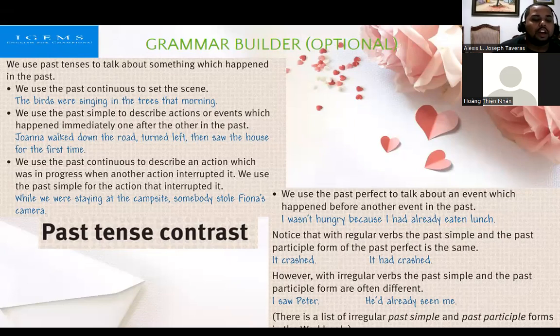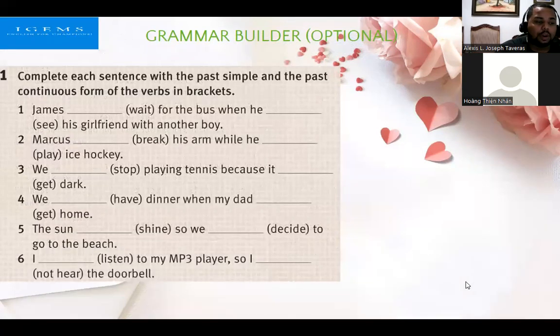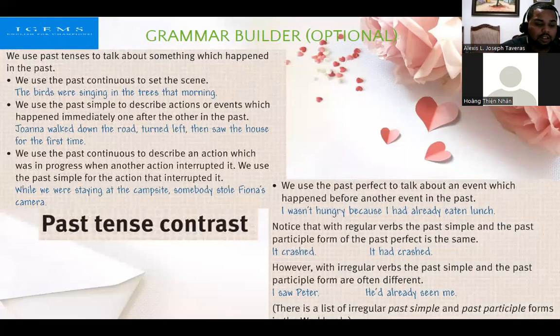However, with regular verbs, the past simple and the past participle form are often different. For example, the first one: I saw Peter, and he'd already seen me. There is a list of regular and irregular verbs that we can use for this purpose.